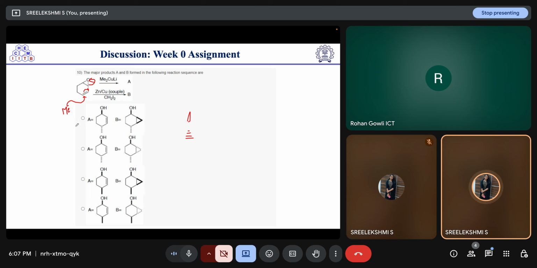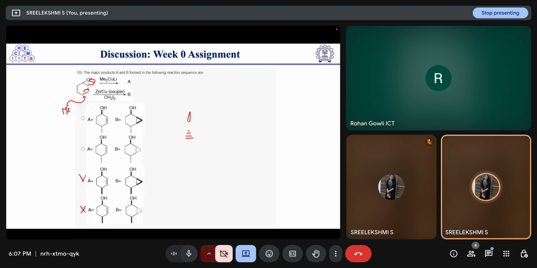Out of these four, whatever position this methyl group attacks, that will always be opposite to that of the epoxide because of the steric reason. The epoxide will be hindering one face, so from the other side only the methyl group can attack. So the OH and methyl stereochemistry will be opposite anyway. So it cannot be option C and option D.